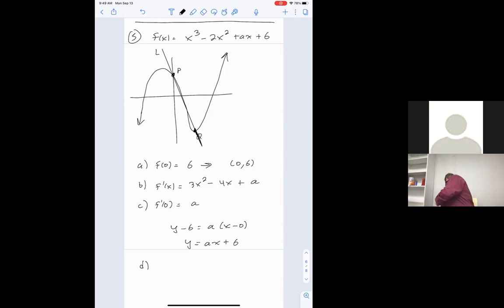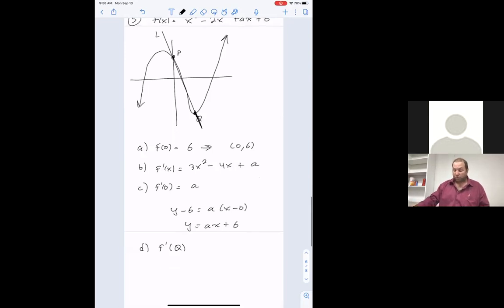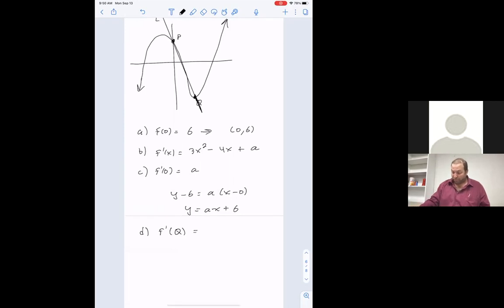So how do I do that? Well, first let's write what I have so far. F prime of point Q, which is currently unknown. I'll just say Q here, even though it's kind of a bad notation. But f prime of Q is equal to 3x squared minus 4x plus a, and this equals 0. So that's my first equation. If I can solve for x, I can plug it in and solve for a.